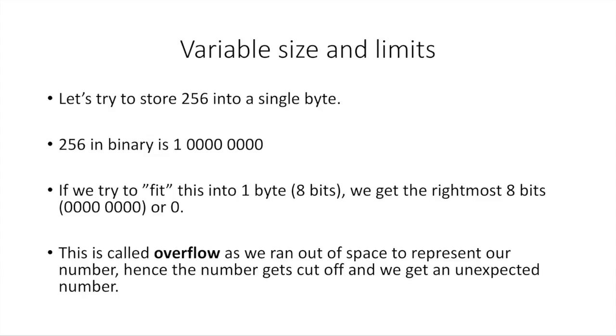If we try to fit this in a single byte, 8 bits, we would get the rightmost 8 bits and would cut off the 1. So we would get all zeros, which is not what we wanted. We wanted 256, but we got 0. So that doesn't work. This is an error, and it's called an overflow error because we ran out of space to represent our numbers, so the number gets cut off and we get an unexpected number. We talked about this a little bit when we dealt with negative numbers, but it's just a good review.